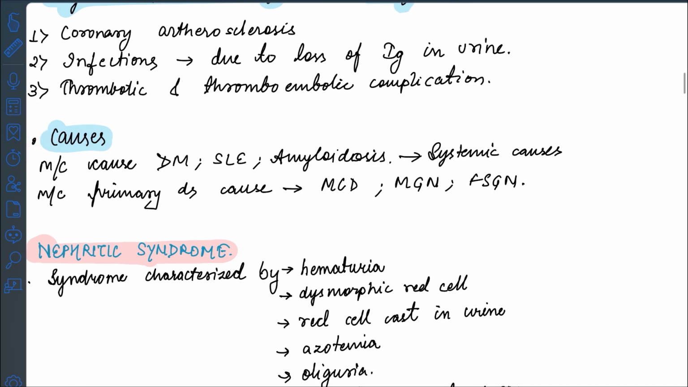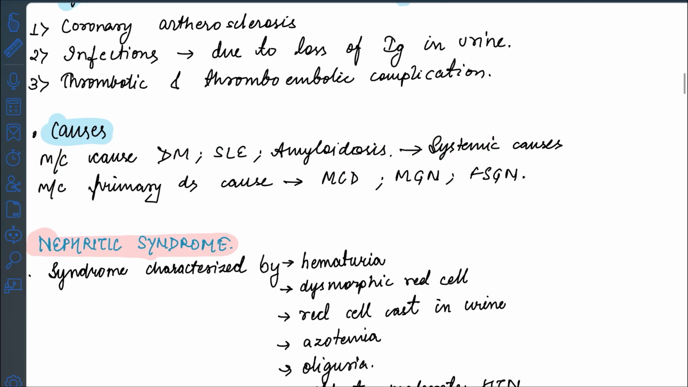Now, what are the causes of nephrotic syndrome? The most common causes are diabetes mellitus, systemic lupus erythematosus, amyloidosis. These are the most common systemic causes. Now, primary disease causes are MCD, MGN, FSGN. What is this? Do you remember me teaching the classification of glomerulonephritis? उसको हम लोग primary और secondary में divide किए थे. And in primary we had seen this: minimal change disease, membranous glomerulonephritis and focal segmental glomerulonephritis.